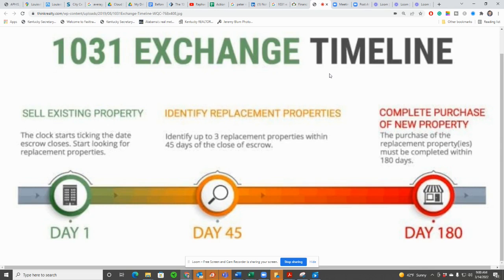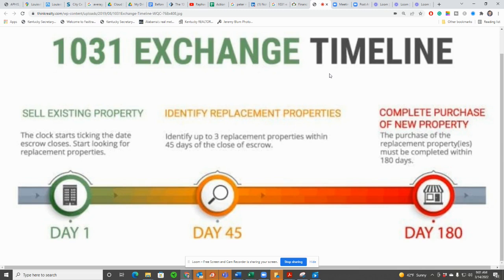So let's say that you sell a $1 million property, a retail property, and you want to exchange that property. You could essentially identify 3 properties, and it doesn't matter what the sum of their values are. The sum could be $3 million, it could be $5 million, it could be $20 million, it could be $100 million. There's no actual limit. The only caveat is you have to close on at least one of those properties within that 180-day timeline to be able to complete the exchange.